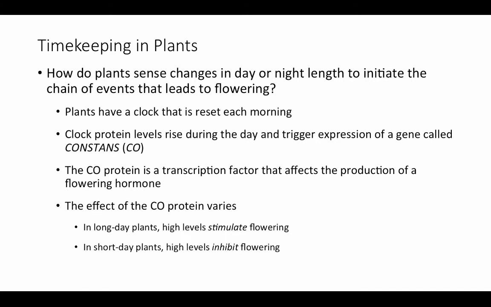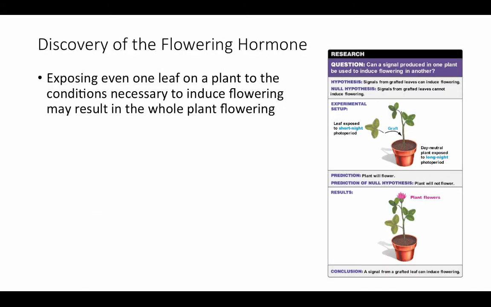And the effect of the constans protein varies. In long day plants, high levels stimulate flowering. In short day plants, high levels inhibit flowering. So it's the same signal doing the same thing, but the mutation that occurred, or the change between these two kinds of plants, is in how the plants respond to the high levels of this protein. So this leads us to believe that there's some kind of hormone involved in initiating the production of flowers.